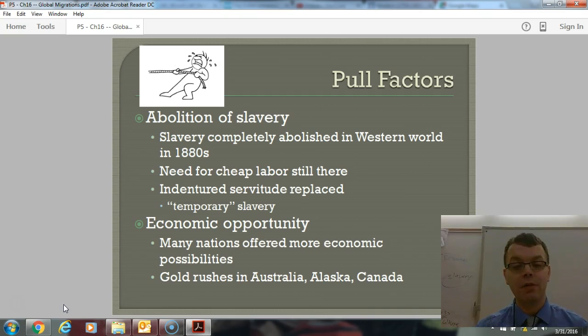But there's still a need for cheap labor. So indentured servitude replaces this labor. It's kind of like temporary slavery, but it's still pretty close to slavery.